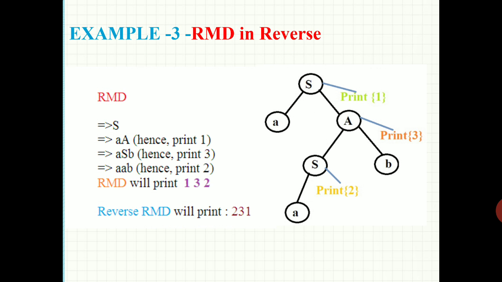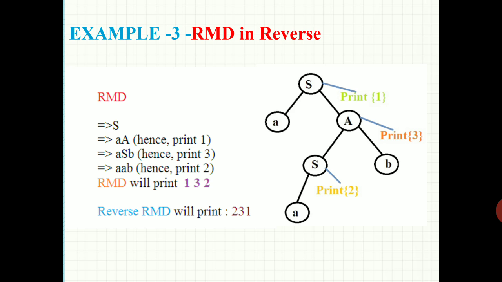So we will create the parse tree for the string, which you can see on the right side of the screen. First we perform the rightmost derivation, that is, the rightmost non-terminal is replaced by some other production. We start from S, and we want to derive the string aab. For that, we replace S by A, a non-terminal. At that time, we have to perform the action, that is print 1.